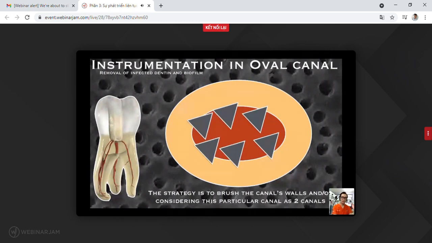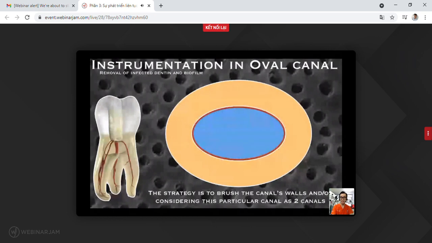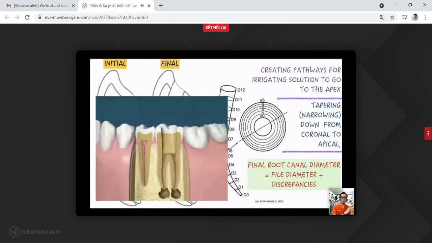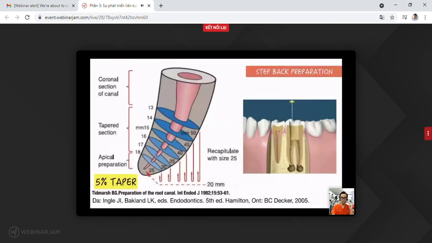The term is brushing when you are using a rotary instrument. The term would be filing, circumferential filing, if you are using a hand instrument or K-file, a stainless steel instrument. This is called circumferential filing or canal brushing using a rotary instrument. Thus, the canal will be cleaned circumferentially, and we can achieve 3D disinfection. But remember, this is from the cross-sectional point of view. Now, I want you to know from the longitudinal point of view.